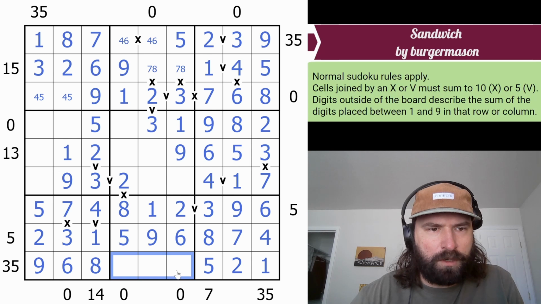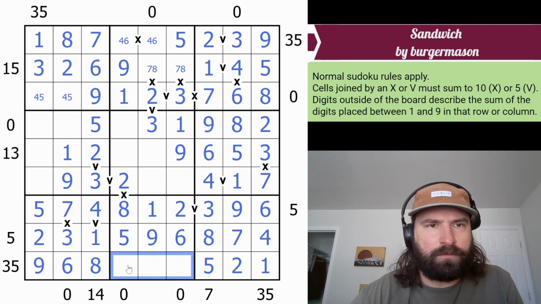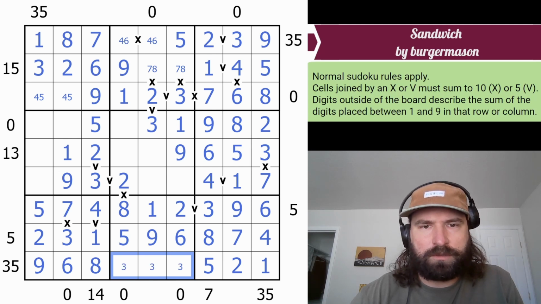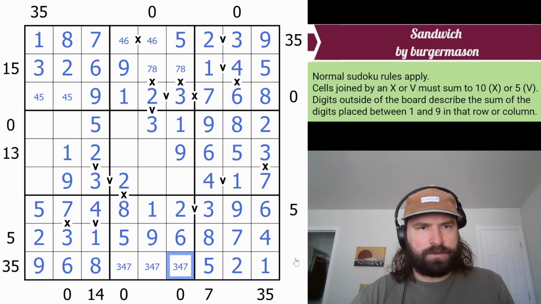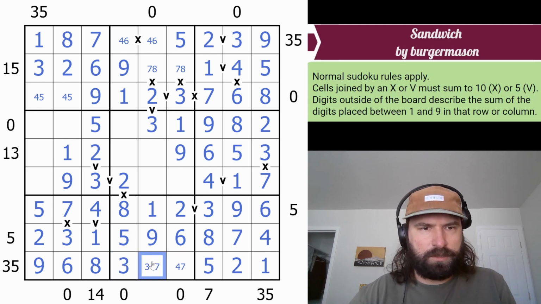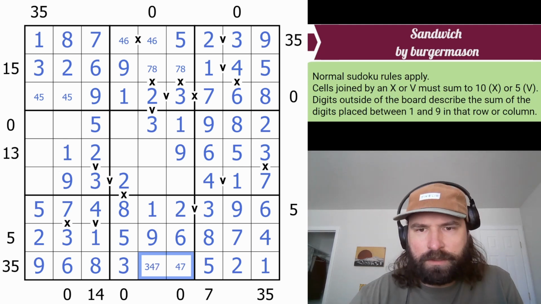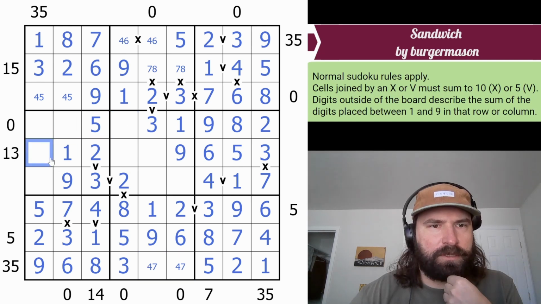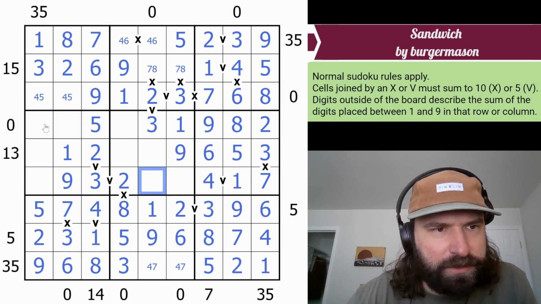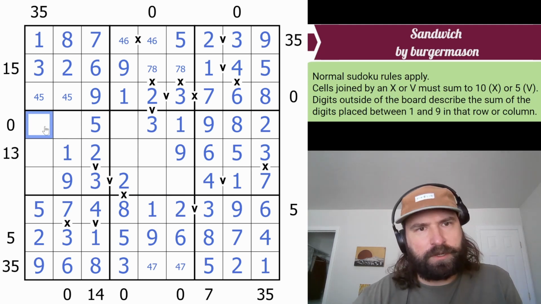3, 4, 7. 3, 4, 7. All right, let's pencil mark those. 3, 4, 7. This one can't be a 3. Oh, this is a 3. We must have a 4 or a 7 in one of these columns, no? Fine. 3 digits left in all 3 of these rows. There's definitely plenty of Sudoku I can do here, but I'm going to do it this way.